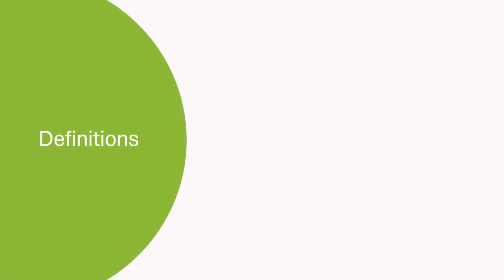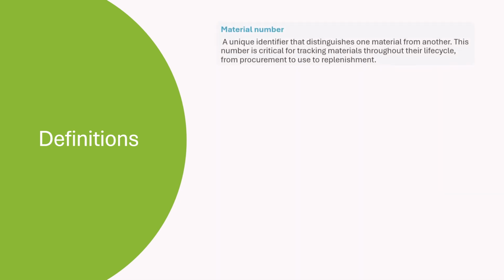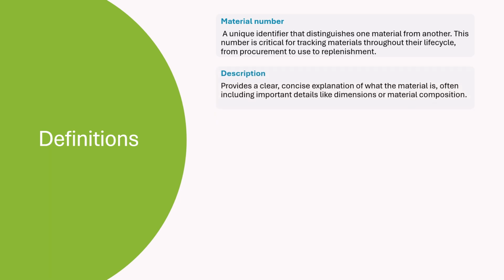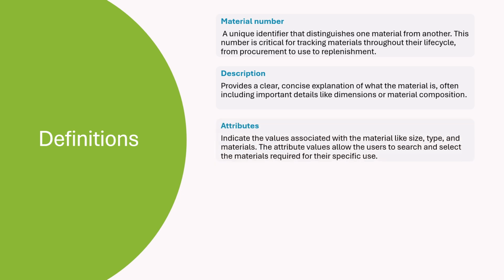Let's break down the attributes mentioned a little more. Material number is a unique identifier that distinguishes one material from another. This number is critical for tracking materials throughout their life cycle, from procurement to use to replenishment. The description provides a clear, concise explanation of what the material is, often including important details like dimensions or material composition. The attributes indicate the values associated with the material, like size, type, and materials. The attribute values allow the users to search and select the materials required for their specific use.